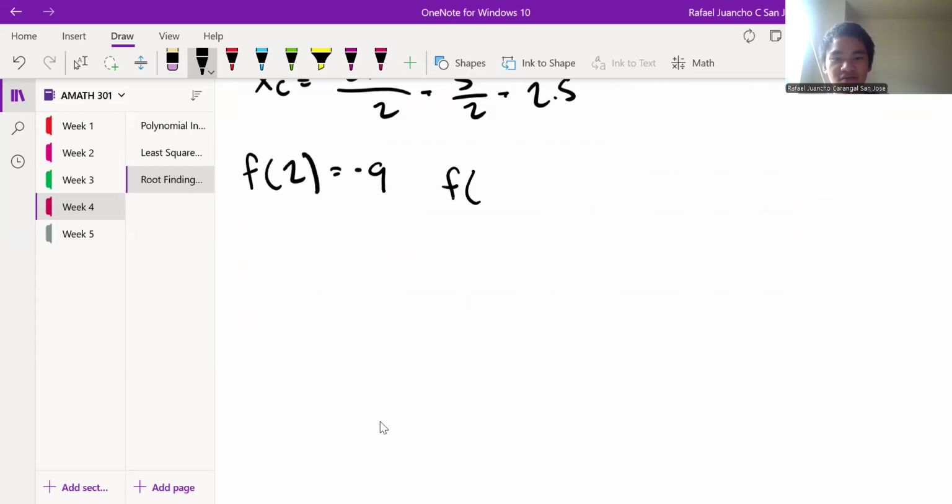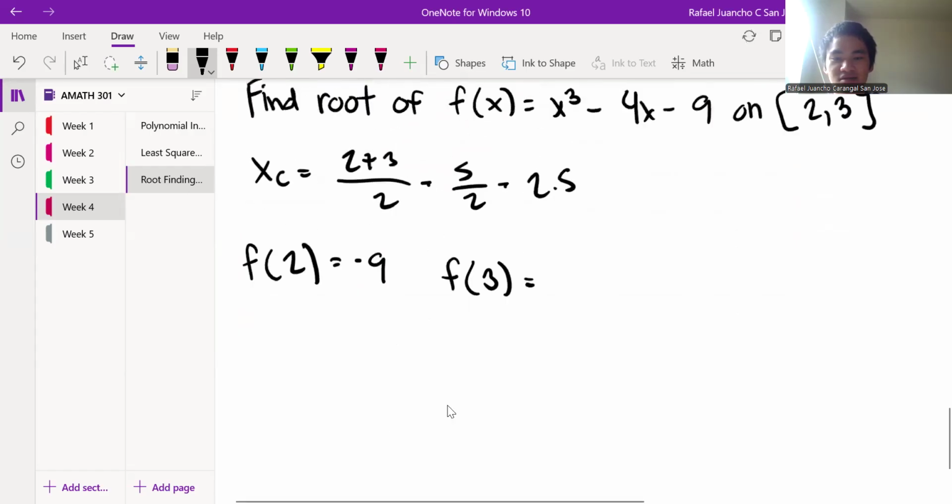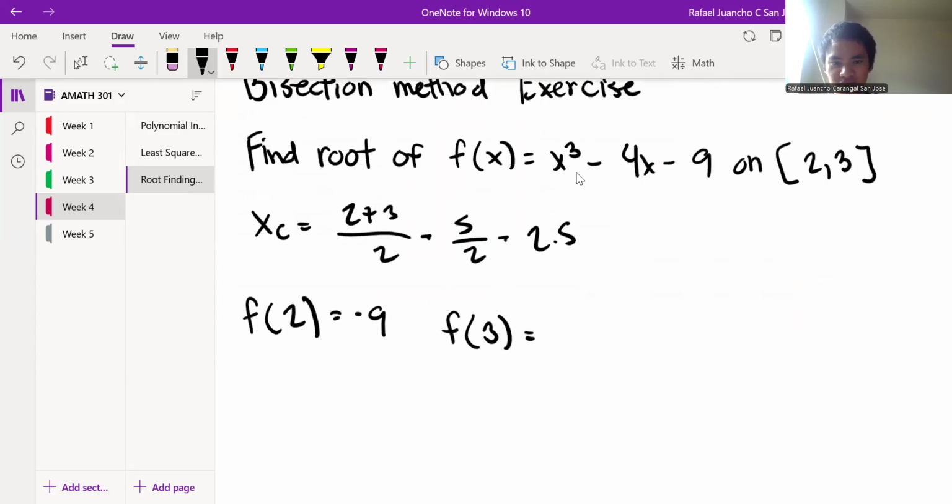And then if I plug in f of 3, well, I get 3 cubed, that's 27, minus 12, minus 9, that's 6, right?